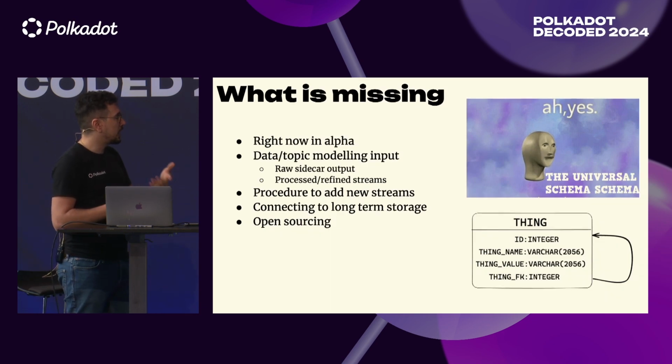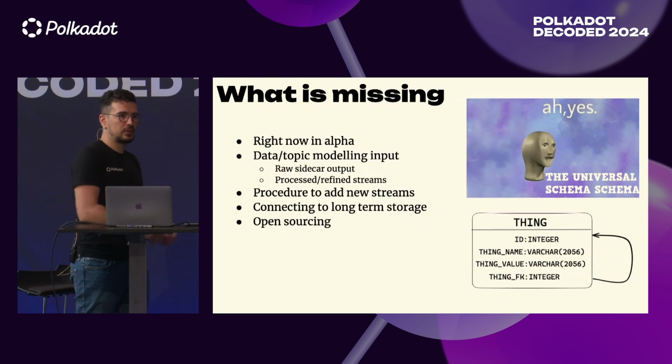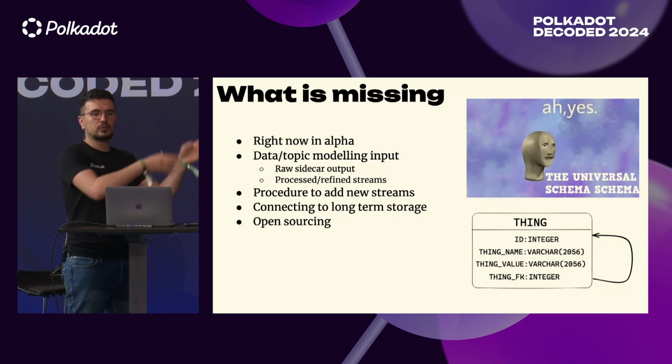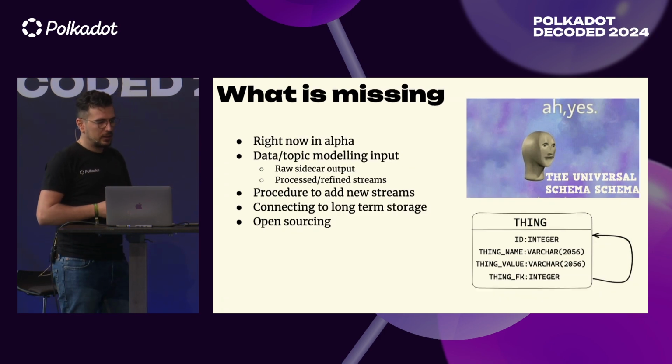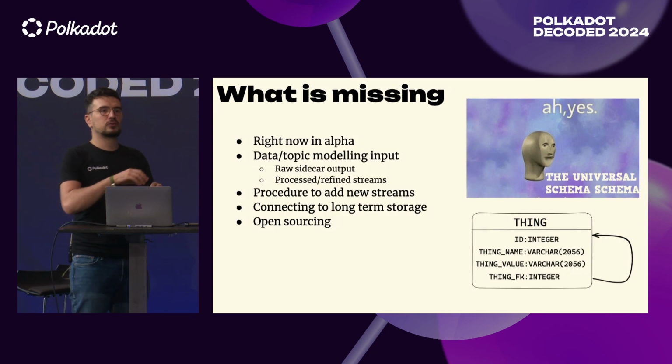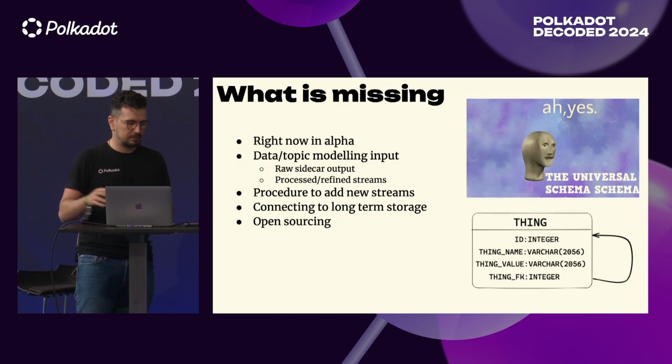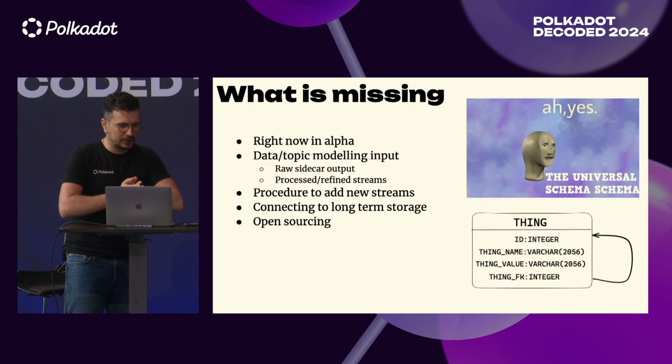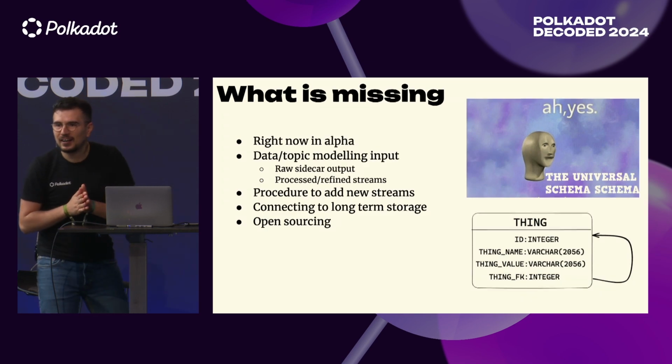We need a procedure to add new streams. So if there's a new chain that wants to be integrated, they make a pull request with their nodes, and automatically they get their live data. And of course, connecting to long-term storage. If you want to do, I would say, I forgot how it's called, but if, huh?